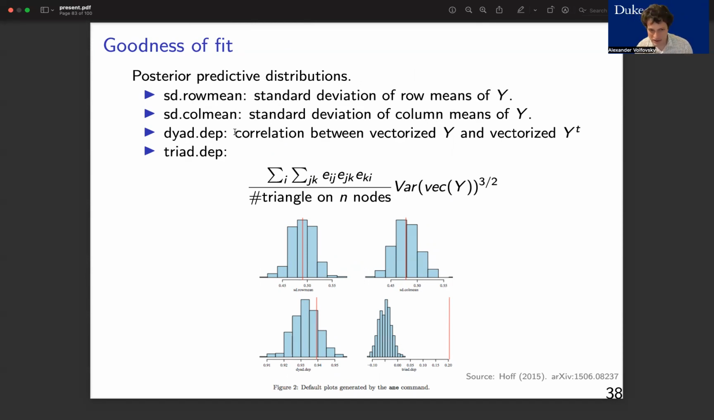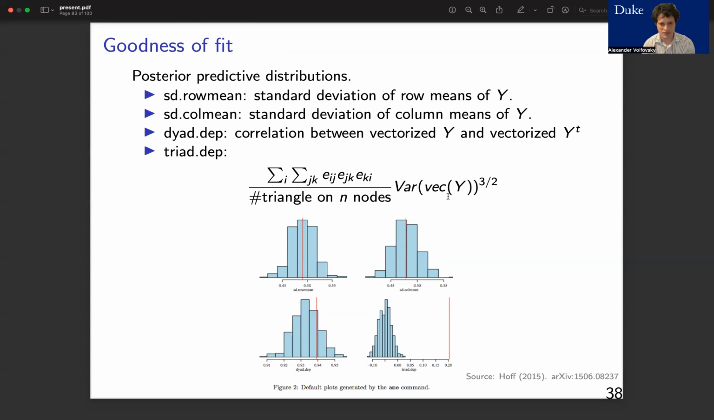Dyadic dependence is just a measure of the correlation. Again, are the data that you're generating capturing any potential dyadic correlation? These are, I would say, first and second order type quantities. Triadic dependence is attempting to measure something about transitivity.